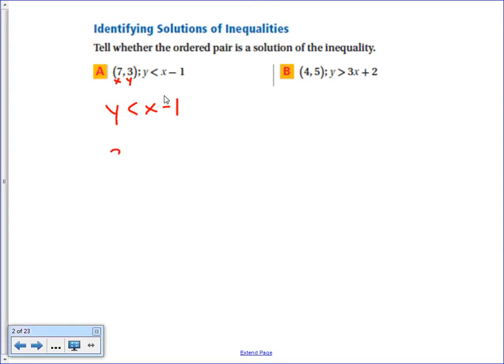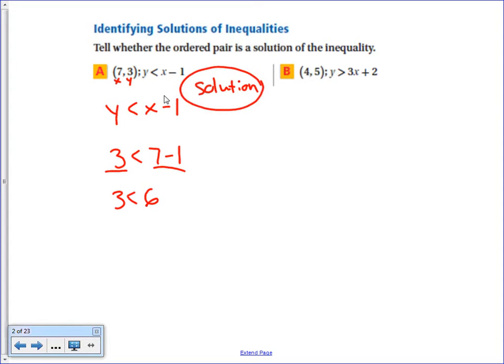So 3 in for y, I got 3. Is that less than 7 minus 1? Simplify both sides of the inequality. I have 3 is less than 7 minus 1, which is 6. So is 3 less than 6? Yes. So this one is a solution. Remember the little signs where it opens up, that means that that is greater than. So 3 is less than 6 because 6 is bigger. If it's the other way around, we would say 3 is greater than 6.